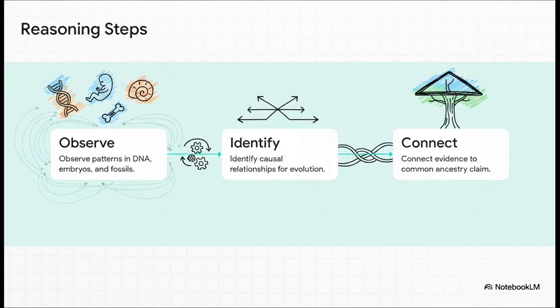So, the crucial point is mastering this specific chain of cognitive reasoning. Step 1, observe the patterns in DNA, embryos, anatomy, and fossils. Step 2, identify the causal relationships from these patterns. Realizing it's not just a coincidence. One thing actually leads to another. And step 3, communicate and connect each line of evidence directly to the overarching claim of common ancestry. You are basically weaving the threads from our four pillars up to the roof.